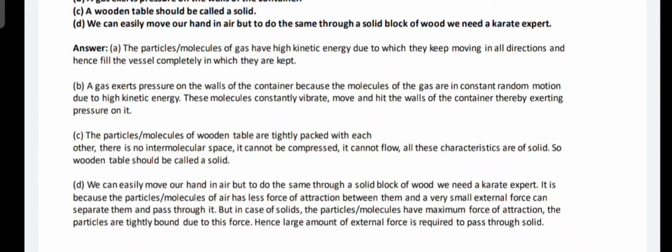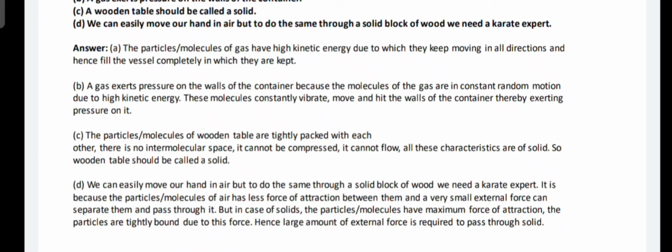B is, a gas exerts pressure on the walls of the container. Answer is, a gas exerts pressure on the walls of the container because the molecules, or we can say particles, of the gas are in constant random motion due to high kinetic energy. If we put gas in a cylinder or any container, they are in random motion due to high kinetic energy. So these particles constantly vibrate, move and hit the walls of the container, thereby exerting pressure on it.